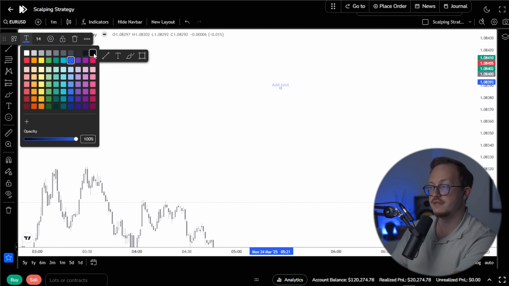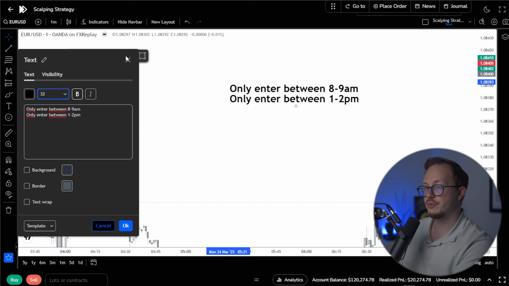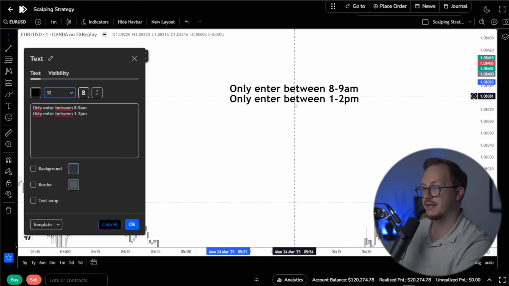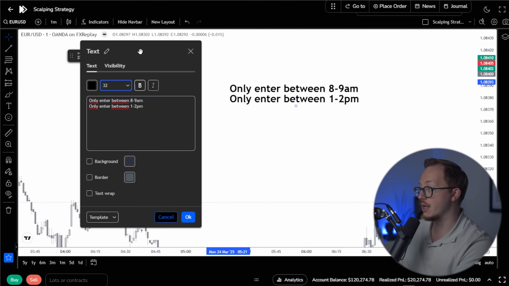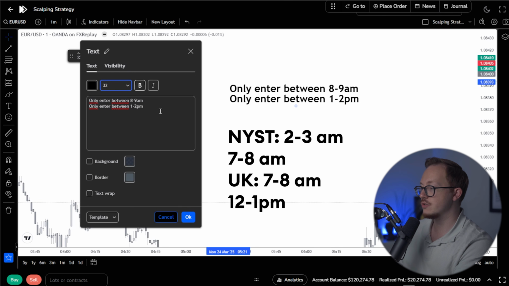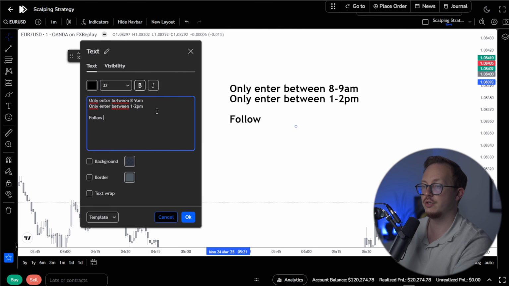Now, the strategy is very simple, but you need to obey some rules in order to be profitable with it. So the first rule is only enter between 8 and 9 AM and only enter between 1 and 2 PM. This is GMT plus 2, by the way. You will see on the screen what this will be for your time frame. I will list the most common time frames for my viewers up there. But if you're paying attention closely, you see that it is right before London Open and it is right before New York Open.